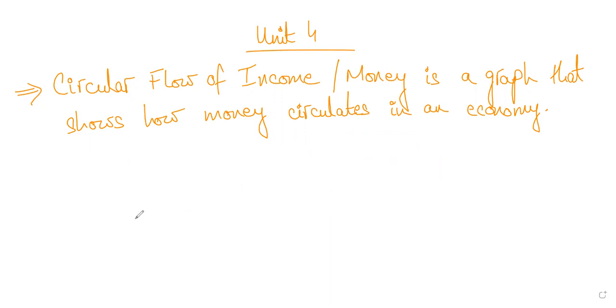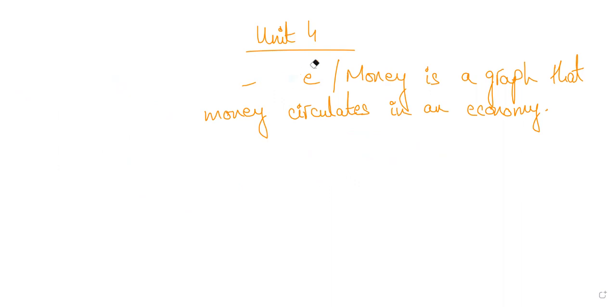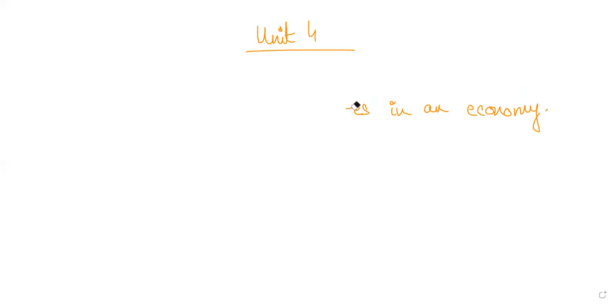Now, the circular flow of income is a graph that shows how money circulates in an economy. Easy, simple. There are different groups in an economy. The first group would obviously be consumers. If you think about yourself, people like me and a lot of other people in the economy, we are consumers. We buy goods and spend money on different goods and services because we have human needs that we have to satisfy: food, water, shelter, and so on. So this is known as consumers.